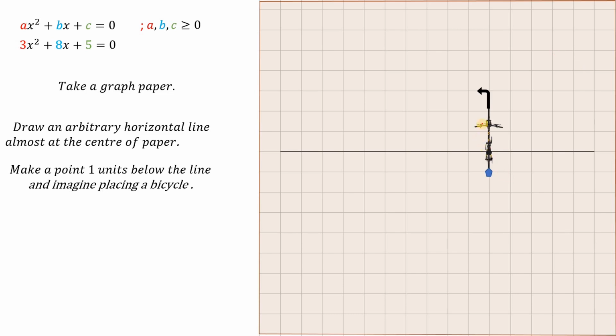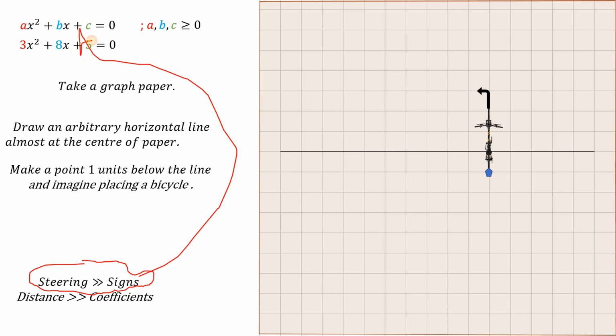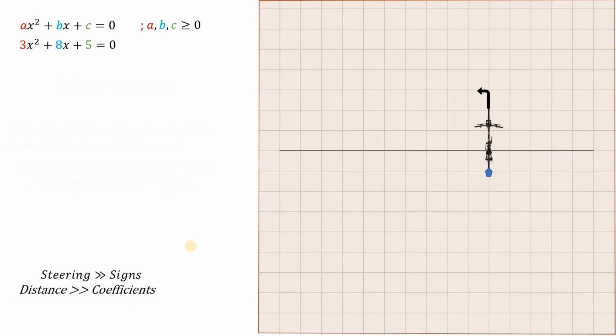Then imagine placing a bicycle over here. What you need to understand is that the steering or the hands of the bicycle are denoted by the signs, the plus and the negative signs, whereas the distance is given by the coefficients. So after solving this problem you'll understand in detail. So we are going to trace out the path of this quadratic equation by using a bicycle.